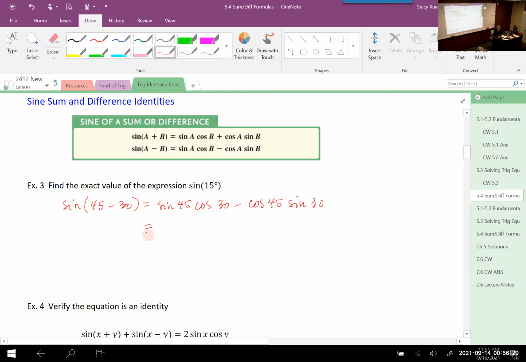What's the sine of 45 again? Everybody? All right, square root of 2 over 2. What's the cosine of 30? Square root of 3 over 2. What's the cosine of 45? And the sine of 30? Okay. So we end up with the square root of 6 over 4 minus the square root of 2 over 4.